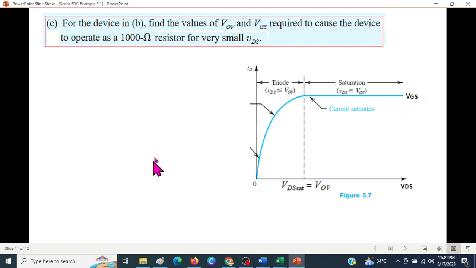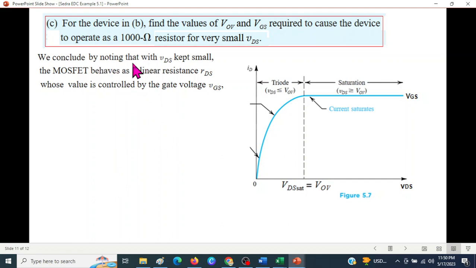Now we come to part C. For the device in B, find the value of VOV and VGS required to cause the device to operate as a 100 ohm resistor for a very small VDS. So two things: one is that we have to find the resistance, so we know this is the resistive region, and the second thing is that it says for very small VDS, so when we are reducing to a small VDS, that means we are in the triode region.